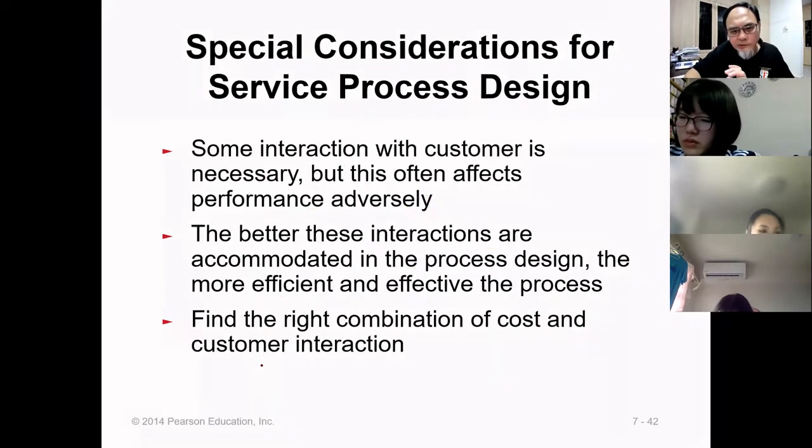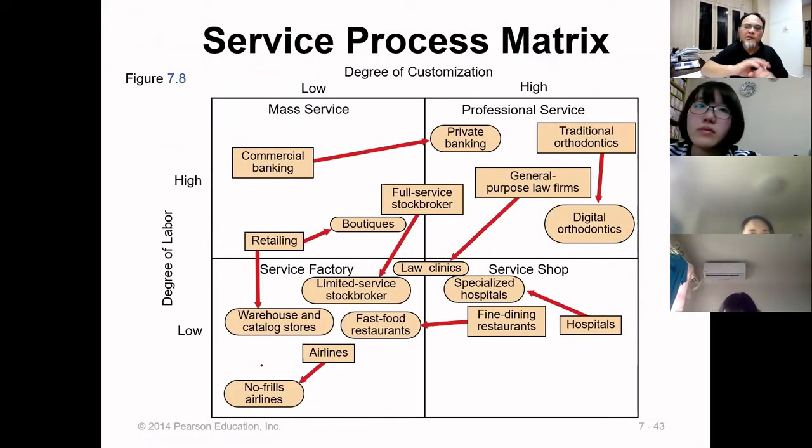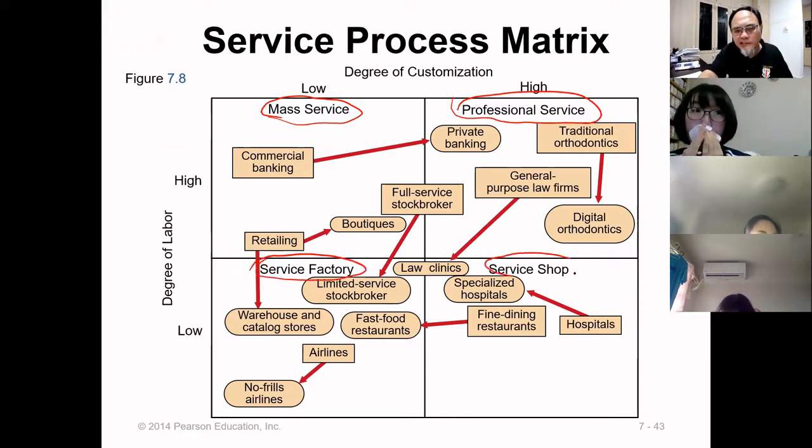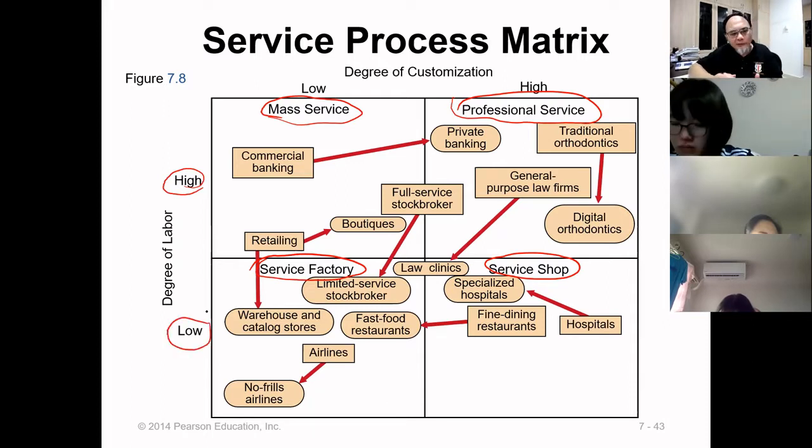Okay, to help with this, we need to see this matrix. If you see here, there are four quadrants. One is mass service, there is professional service, there is service factory. These are categories of services. And this is the degree of labor involvement, whether it is high involvement or lower, a lower level of people involved.